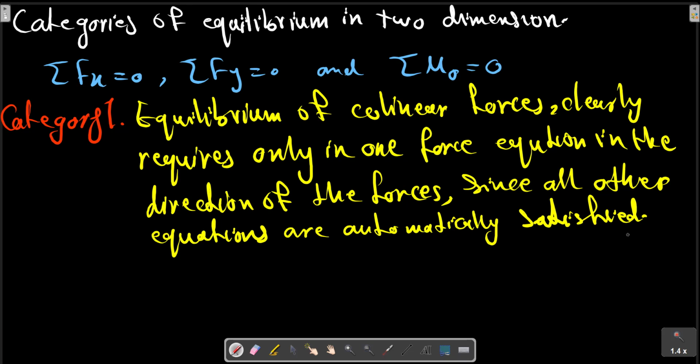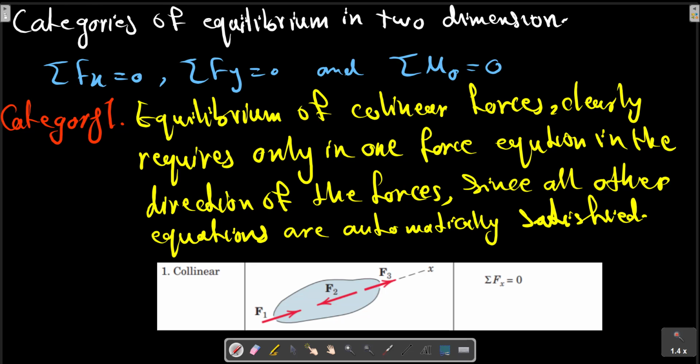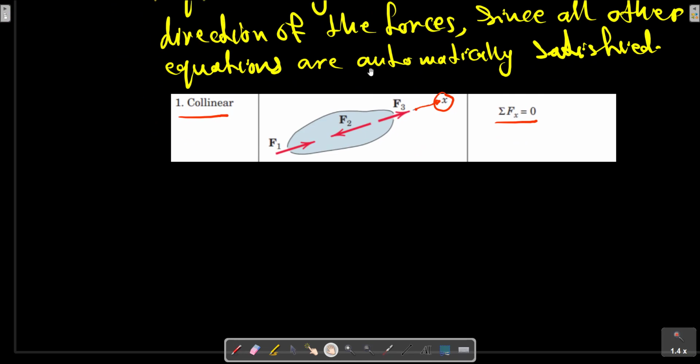An example of collinear forces is shown in this picture. Collinear forces, all forces are in the same direction. We assume that the direction is x, so sigma Fx is the only equation for equilibrium.